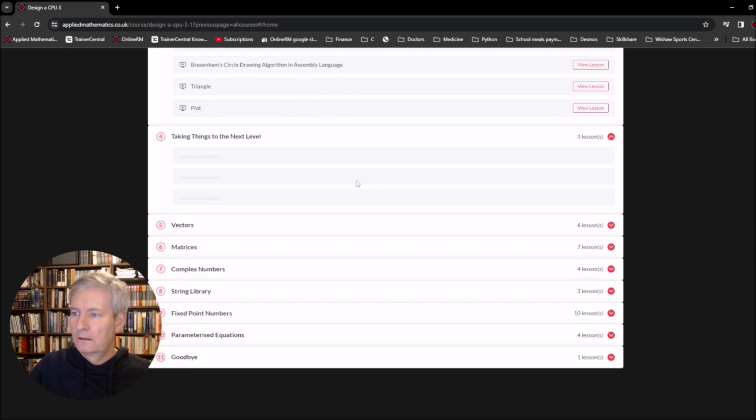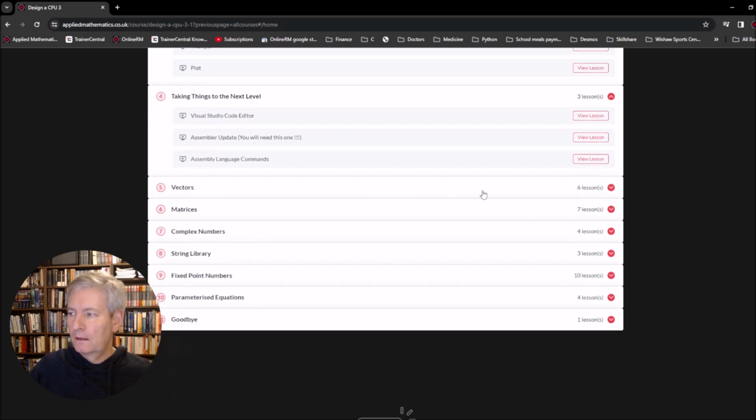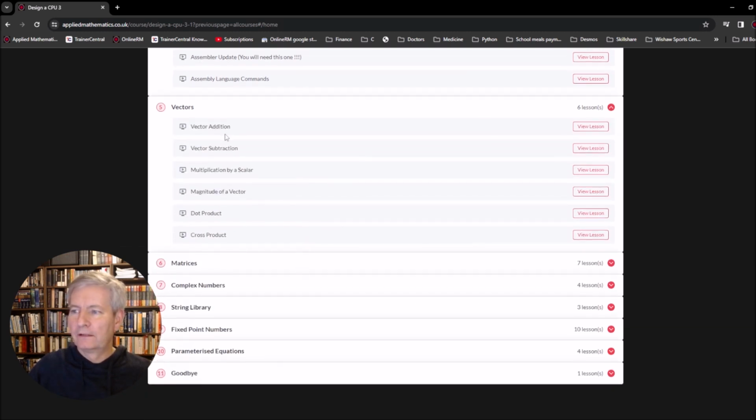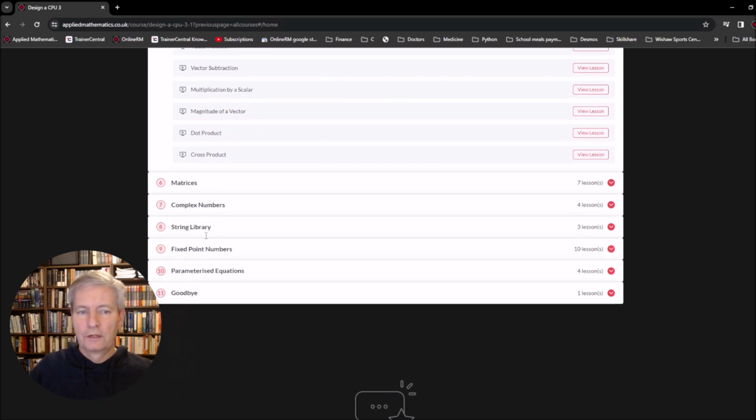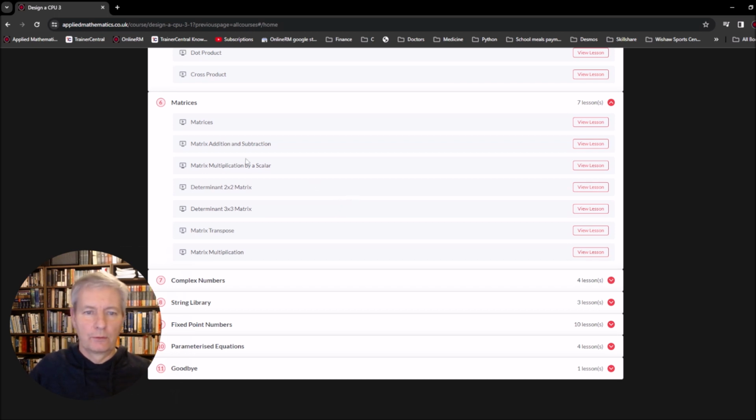Now we want to take the whole programming to the next level, so we want to have a much better text editor. So we use Visual Studio Code Editor and also a new assembler. We then go on to look at vector addition, subtraction, multiplication by a scalar, magnitude of a vector, dot product and cross products. And I describe these mathematically as well as working through the assembly language programming.